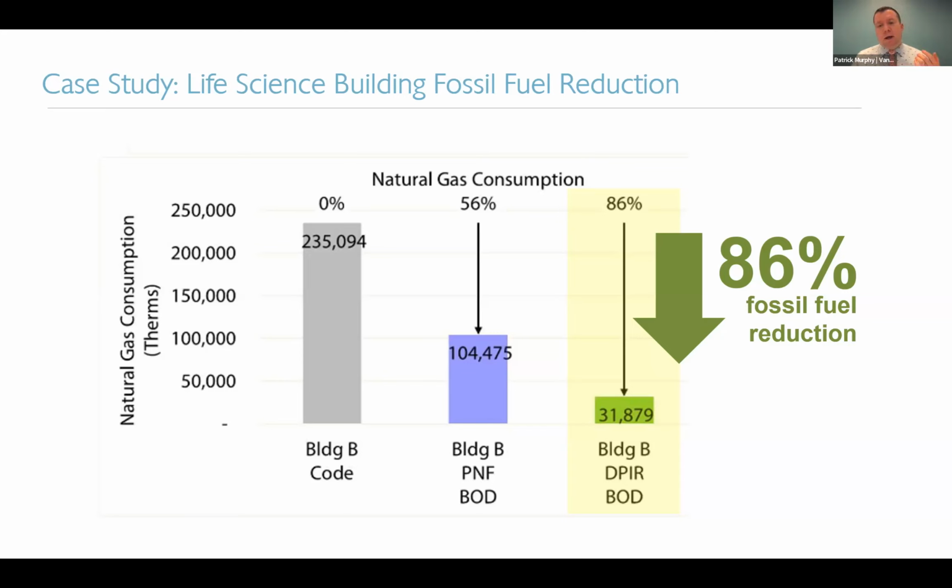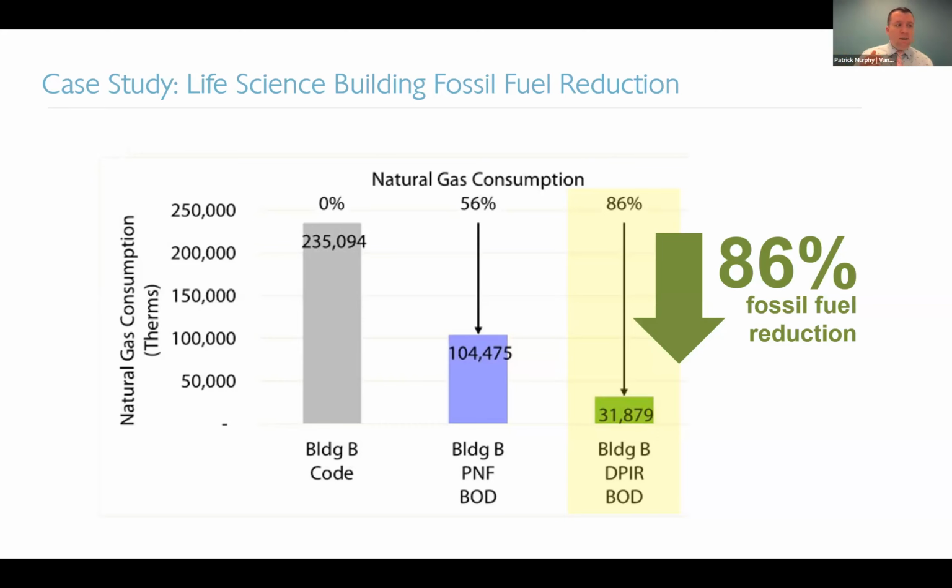to the baseline. But then we started to layer in some more of these technologies, like the heat recovery chiller and some more energy recovery. So a combination of, if you remember the wine bottle, more efficiency and also more electrification. And that got us to an 86% reduction in fossil fuel.